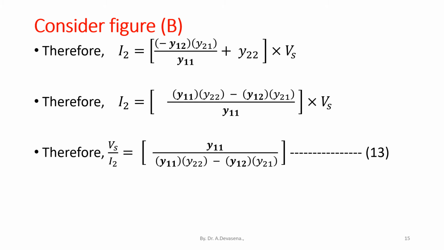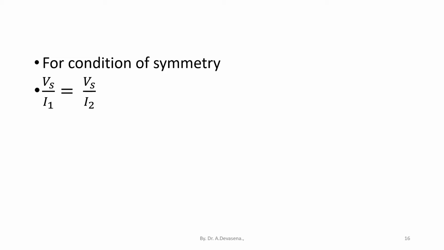Therefore, Vs by I2 is equal to y11 divided by y11 y22 minus y12 y21. Consider this as equation 13. For the condition of symmetry, Vs by I1 is equal to Vs by I2.